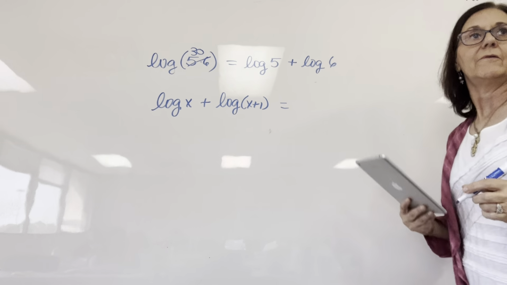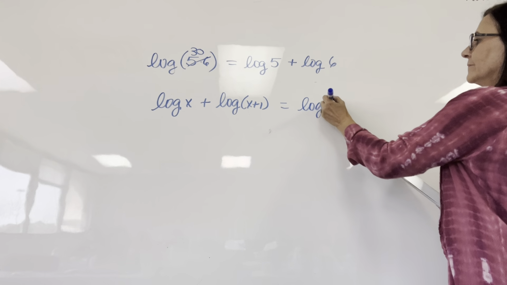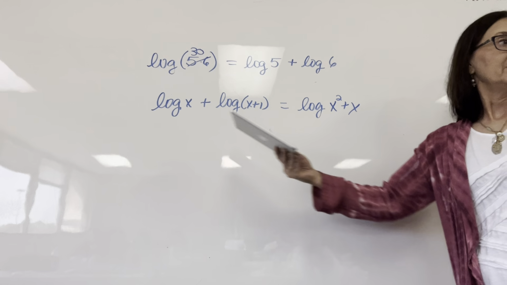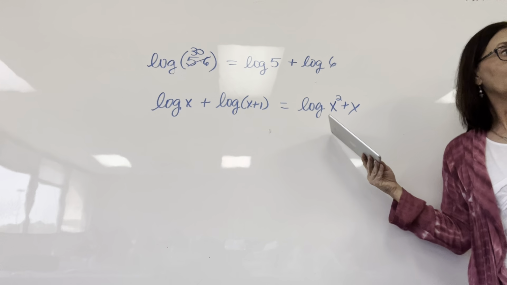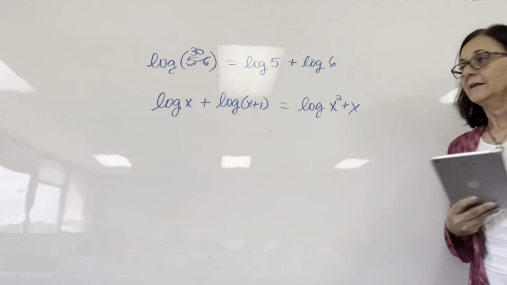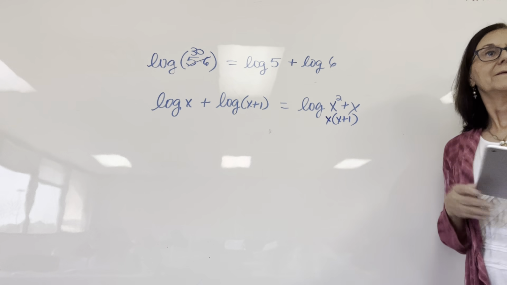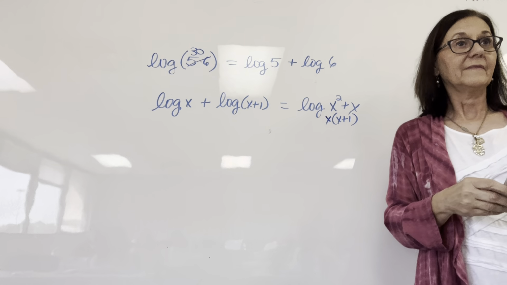What does it equal? Log of x squared plus x. Because addition of logs is multiplication of their arguments. Got it? This is really x times x plus 1. All right, so we're going to go both ways. Got it?